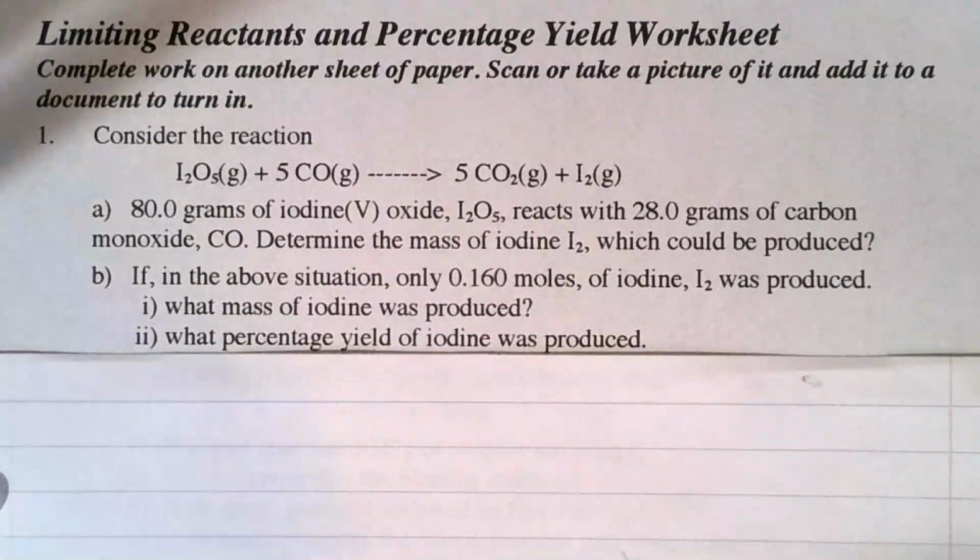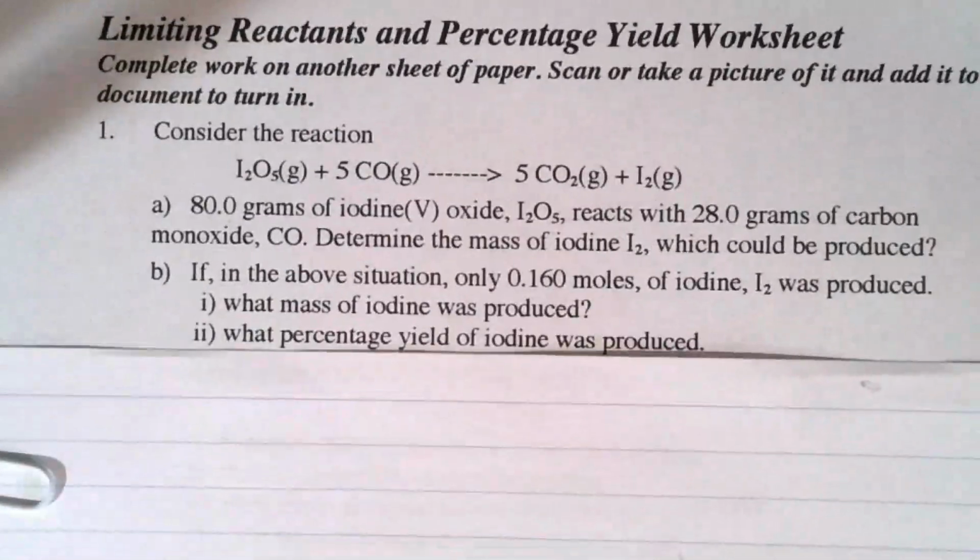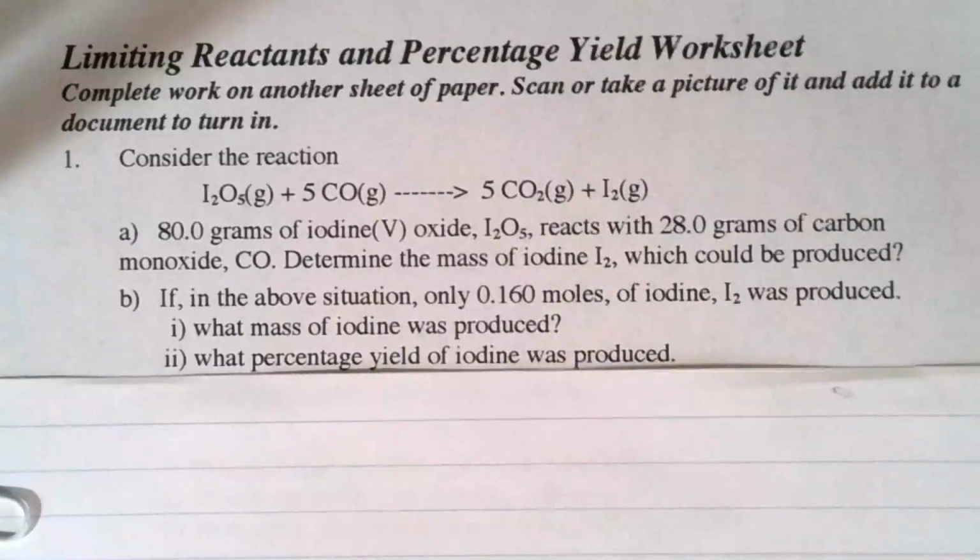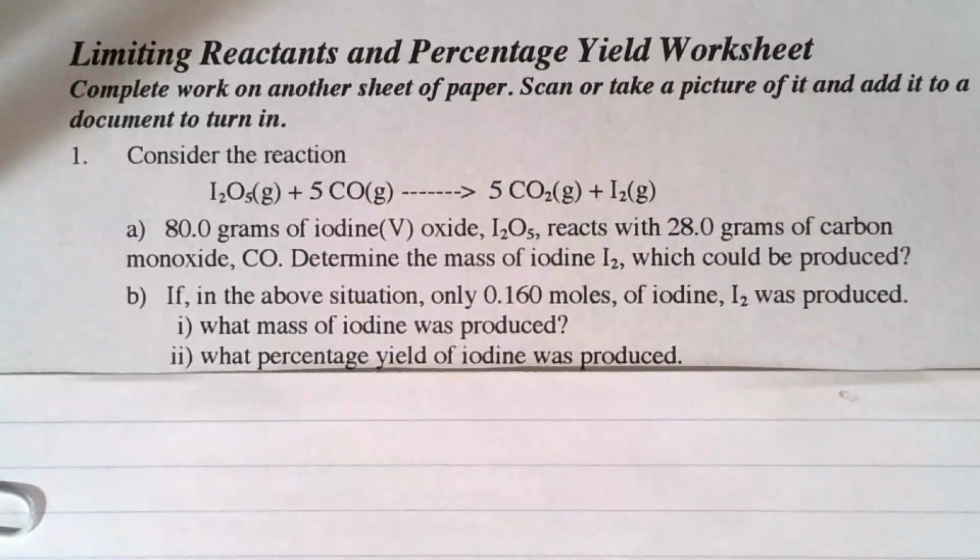Today we're going to be working with the limiting reactants and percentage yield worksheet, which you will find on your Google Classroom. So if you don't have that up, just stop the video and get your sheet of paper. You'll need a calculator and your periodic table, a writing utensil and some paper. So let's get started.